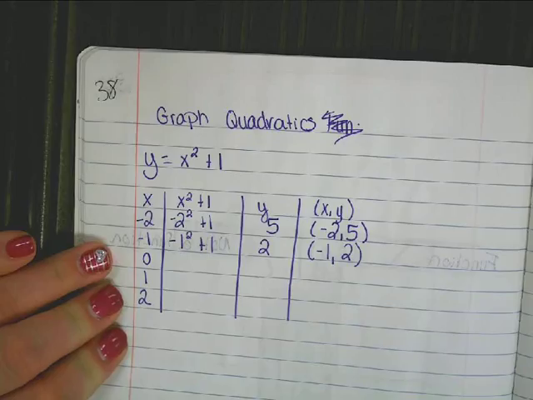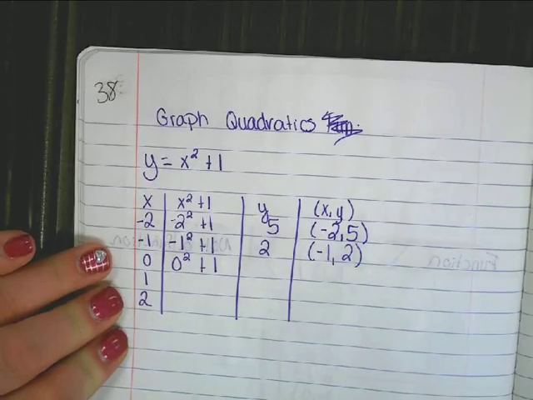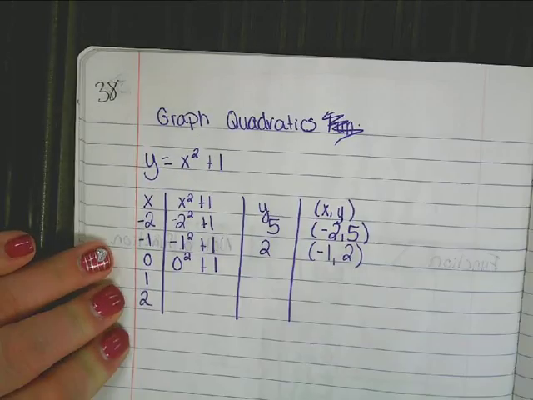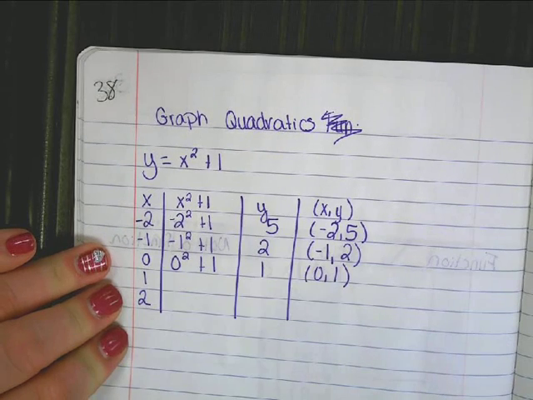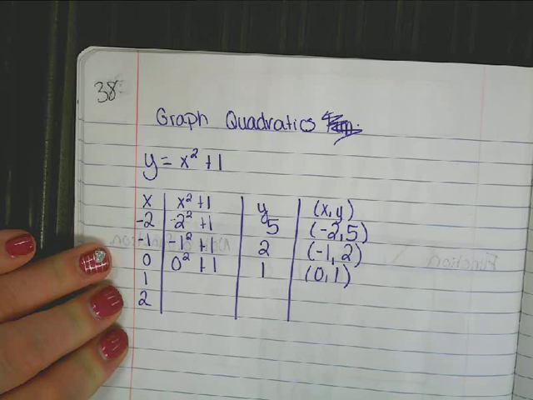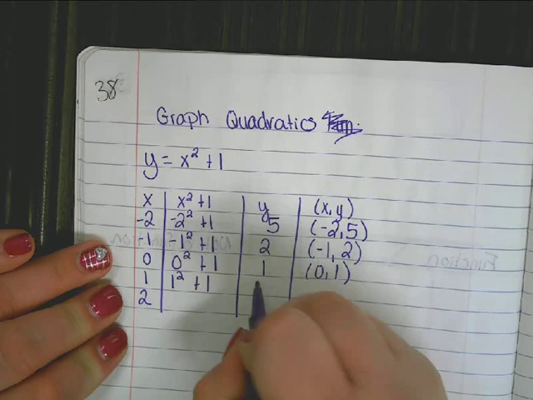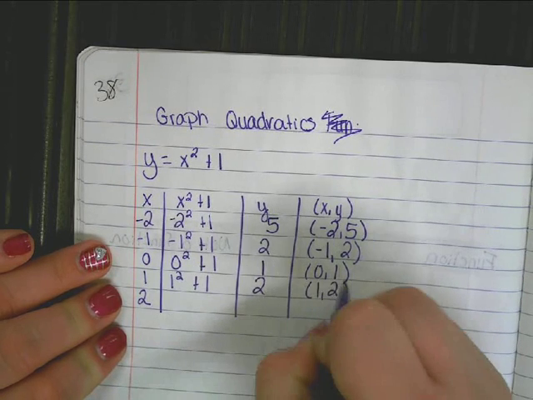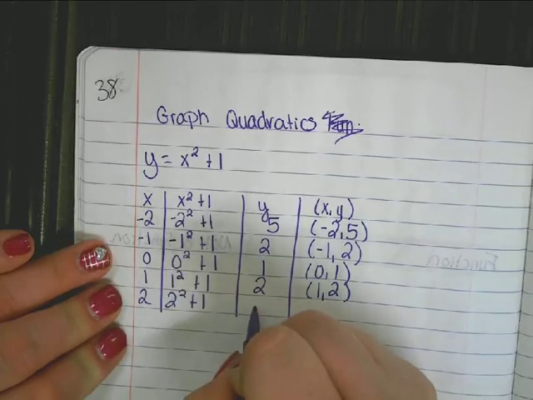Okay. Then I have 0 squared plus 1. So 0 squared is what? 0 plus 1, 1. So I have 0, 1. Okay. 1 squared plus 1 gives me 2. So I have 1, 2. And then 2 squared plus 1. What's 2 squared? 4, plus 1 gives me 5.